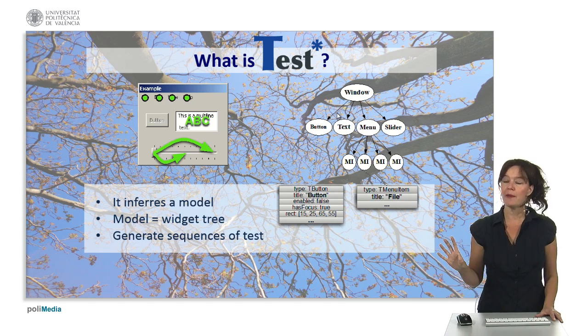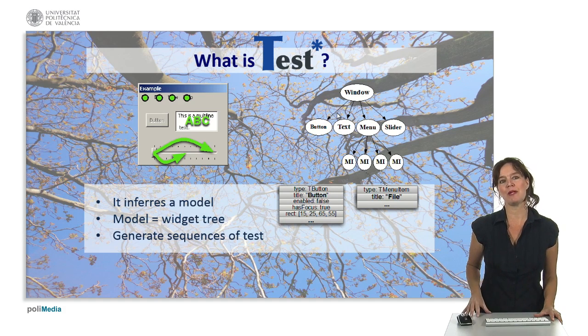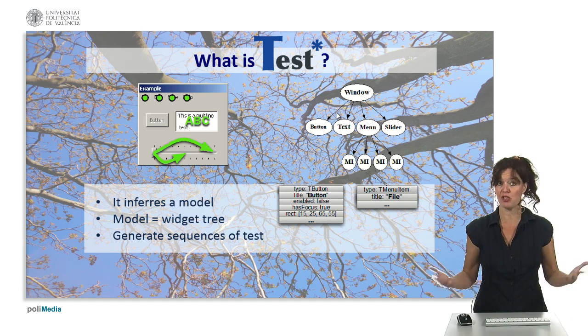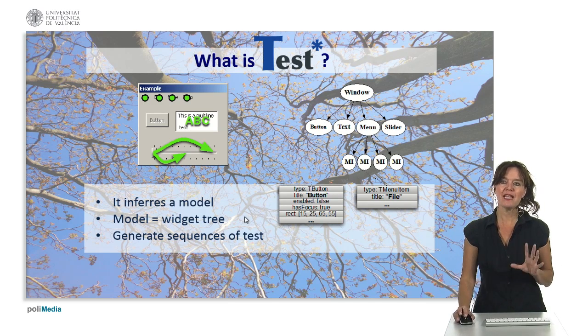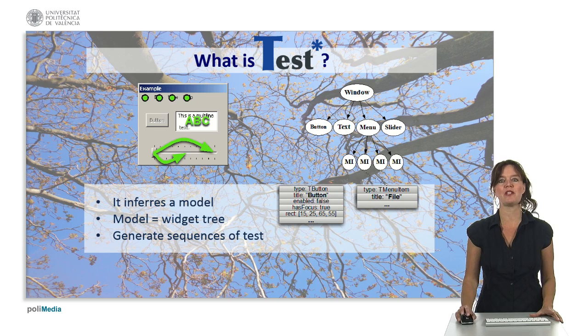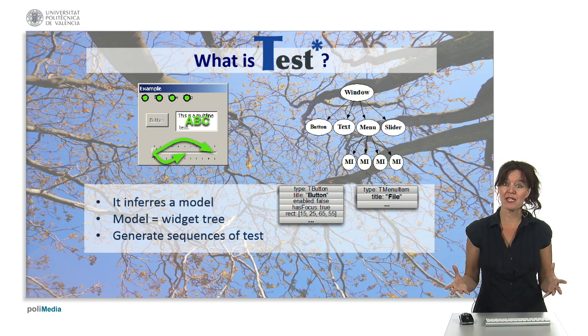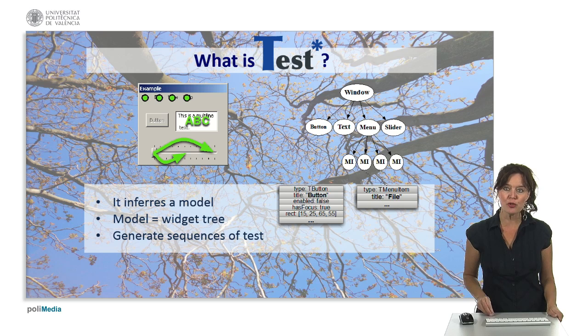And this widget tree, this model we use for testing in Testar, is automatically inferred. We do this through the accessibility API of the operating system on which the application runs. This tree model is inferred each time the state of the user interface changes. So when the user interface changes, the model changes, and so do the tests. And this means that we can significantly reduce the effort of maintaining the tests that are generated with Testar.